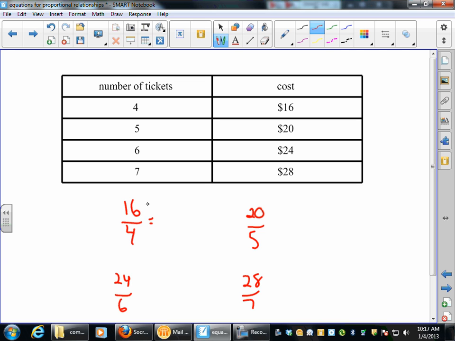So 16 divided by 4 is 4. 20 divided by 5 is 4. 24 divided by 6 is 4. 28 divided by 7, 4. So yeah, they do all reduce to the same thing. They all reduce to 4. And so that is your constant of proportionality. So that means if I wanted to write this as an equation, I know it has to be y equals the constant of proportionality times x. That's it. That's the equation for this table of values.